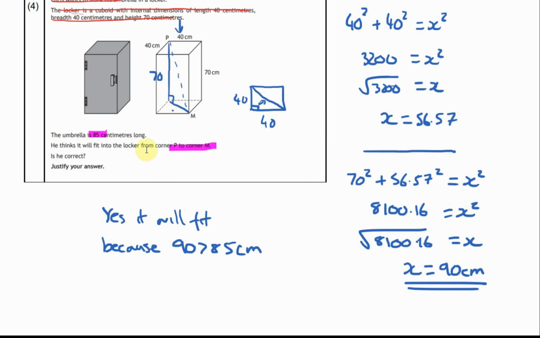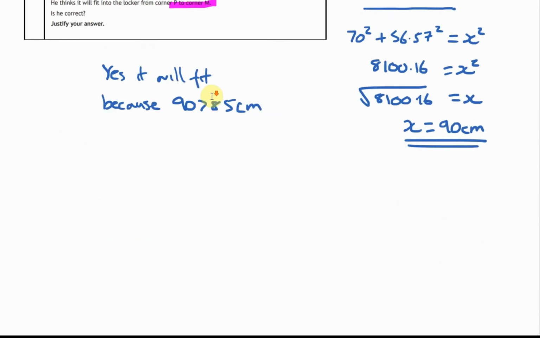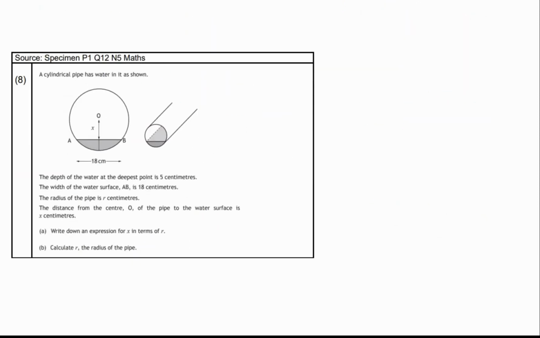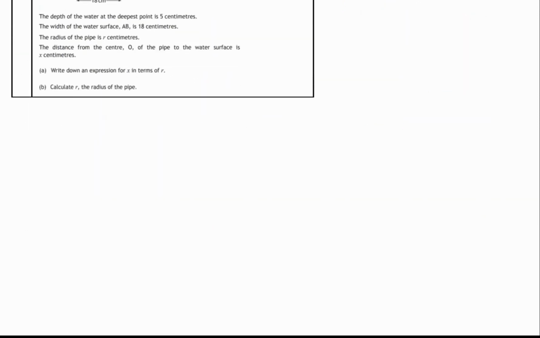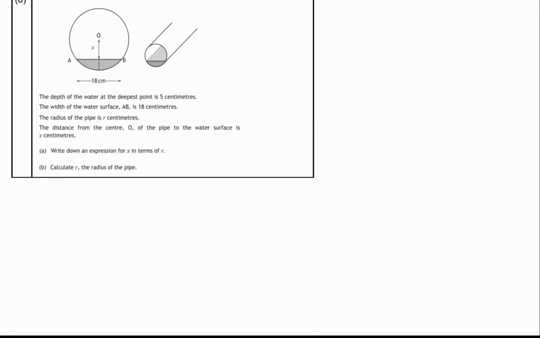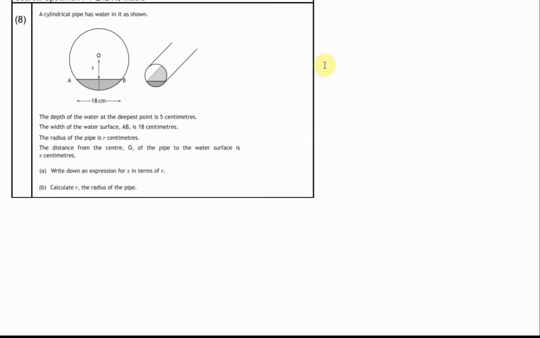You're going to be using Pythagoras once to work out one of the lengths, and then using it again to work out your final length. Nice and straightforward. Now this next question is brilliant, really quite a challenging question, but if you just concentrate and do the steps logically, it'll be okay. Once we see a circle with some kind of shape cut out, we should be thinking Pythagoras.